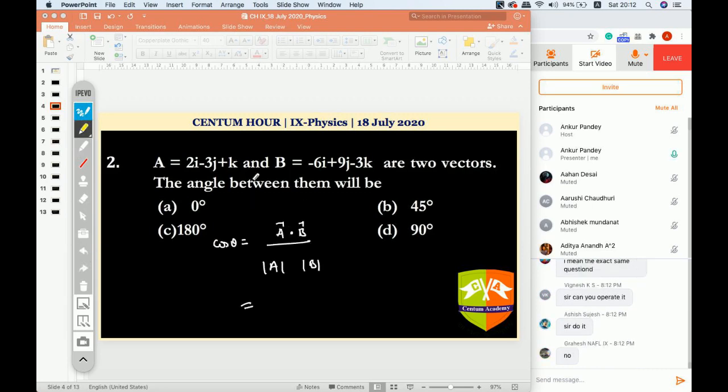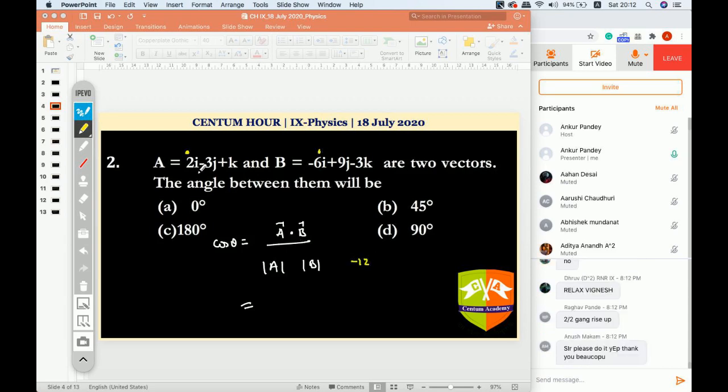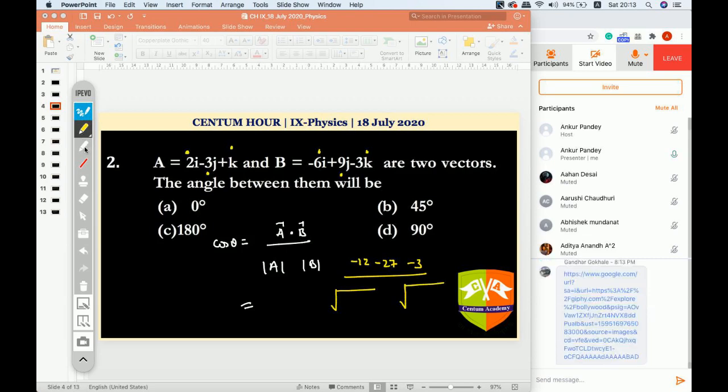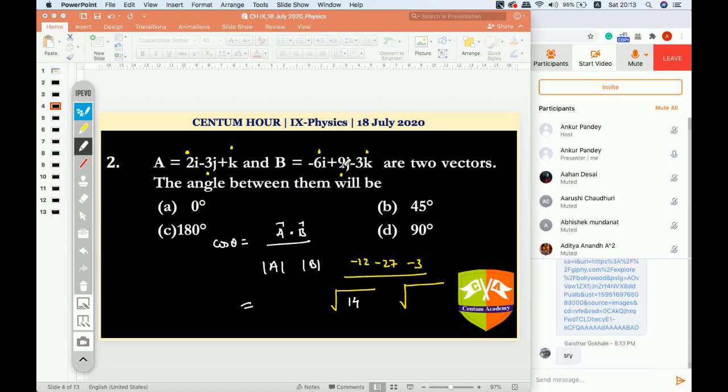So, the dot product of A and B is I multiplied with I minus 12, J multiplied with J minus 27, K multiplied with K minus 3, divided by magnitude of A, magnitude of B. Magnitude of A is 9 plus 4 plus 1, which is 14. Magnitude of B is 36 plus 81 plus 9. Clear?